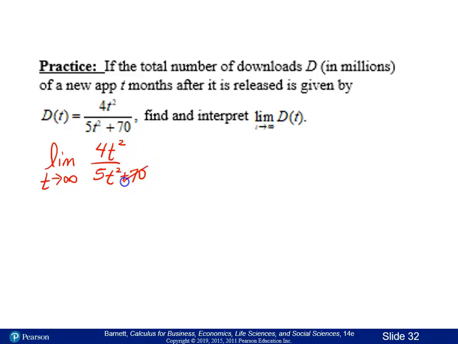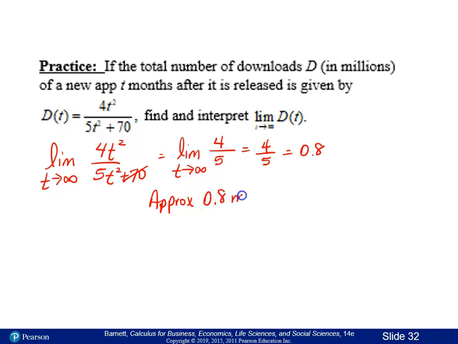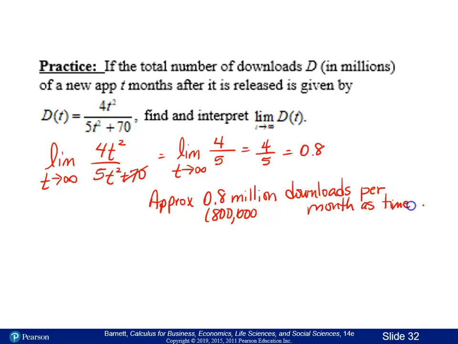Okay, so the 70 is not significant. And if we simplify this, we're going to have 4 over 5. So our limit there is 4 over 5 or 0.8. So as far as an interpretation, we'll say that there's approximately 0.8 million, which would be 800,000 downloads per month as time goes on.